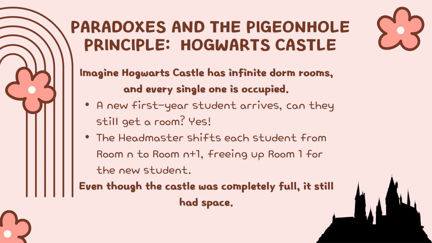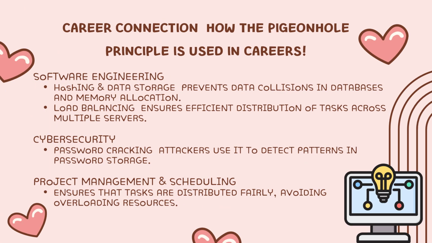Here is how it can be at Hogwarts Castle, another example. So let's say that the castle has infinite dorm rooms and every single one is occupied. If a new first-year student arrives, can they still get a room? Yes. The headmaster shifts each student from room n to room n+1, freeing up one room for the new student. Even though the castle was completely full, it still had space somehow.